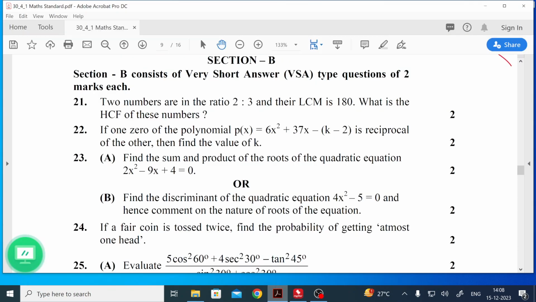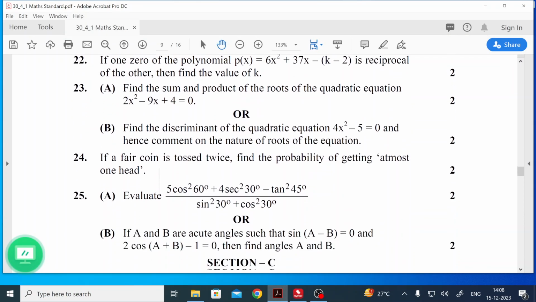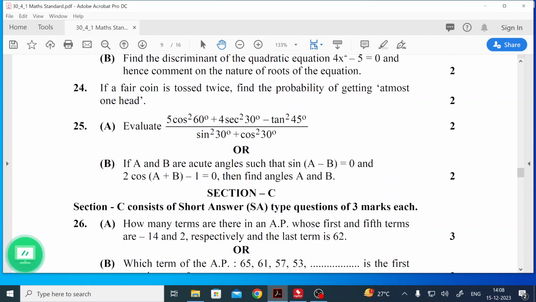Next question. A fair coin is tossed twice. They tossed a coin only, but twice, in the sense a coin contains 2 faces, so you will get 4 chances. What are they? Head head, head tail, tail head, tail tail. These are the 4 chances.